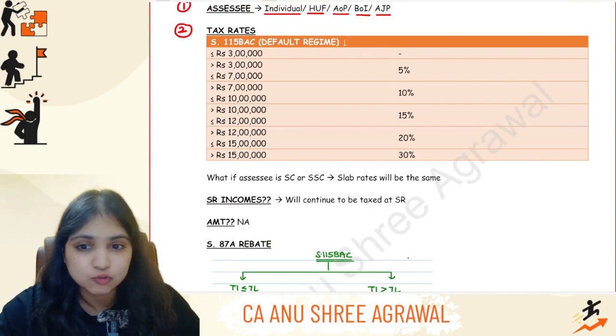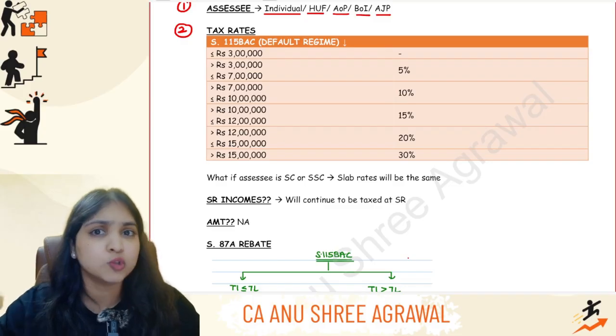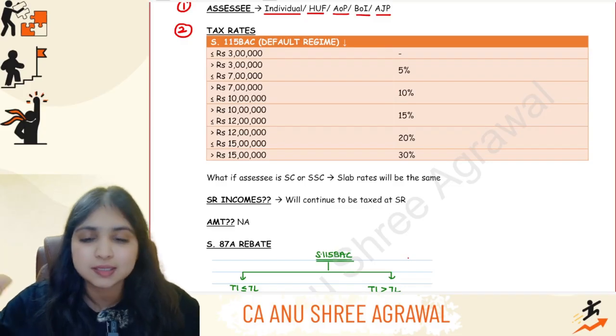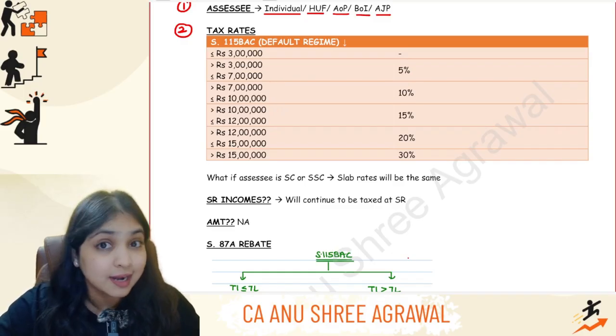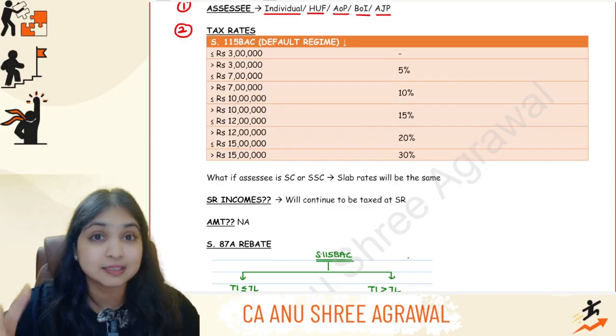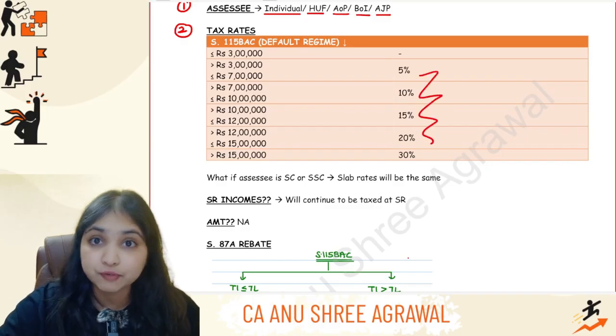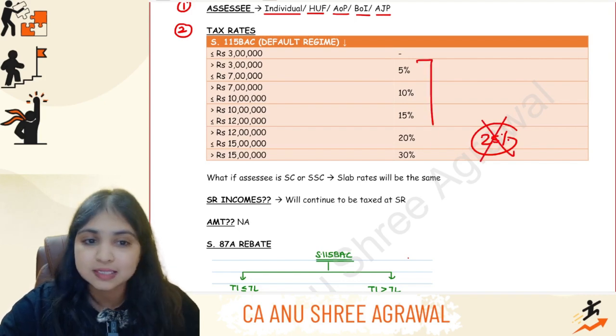The basic exemption limit is going to be 3 lakh rupees, irrespective of whether the assessee is a senior citizen or a super senior citizen, doesn't matter. For all assessees, the basic exemption limit will be 3 lakh rupees. Up to 3 lakh rupees, no tax. 3 lakh rupees to 7 lakhs, 5% tax. 7 lakh to 10 lakhs, 10% tax. 10 lakh to 12 lakh, 15% tax. 12 lakh to 15 lakh, 20% tax, and more than 15 lakh, 30% tax. Please notice it is 5, 10, 15, 20, but however there is no 25% in this slab rate at all.